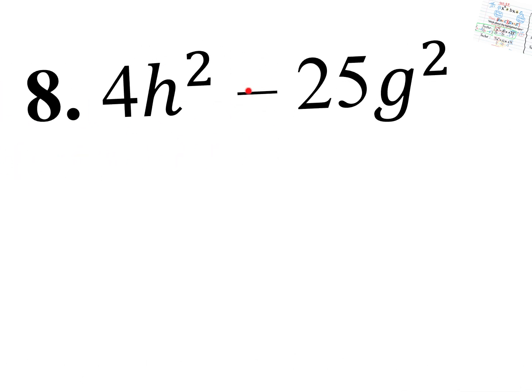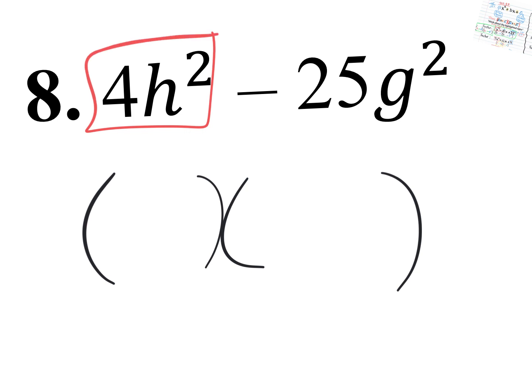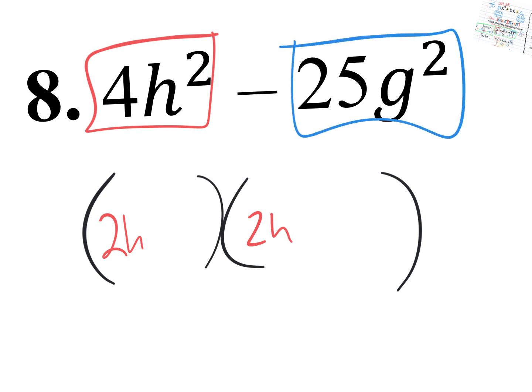Again, difference of two perfect square terms. So if you recognize we have two perfect square terms, simply square root that perfect square term. The square root of 4h squared, that is 2h. The square root of 25g squared is 5g. And again, one's plus, one's minus.